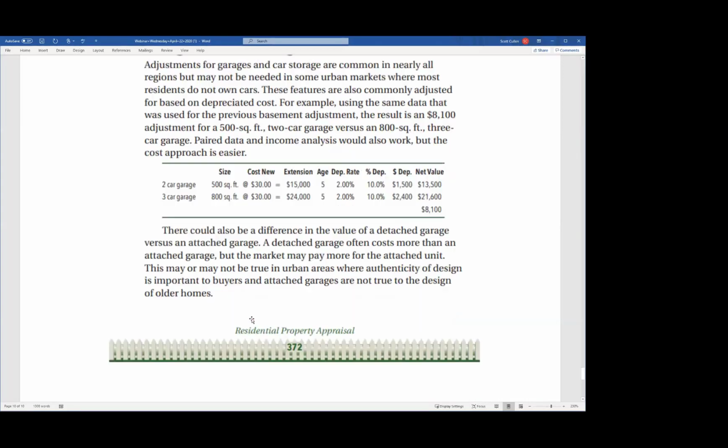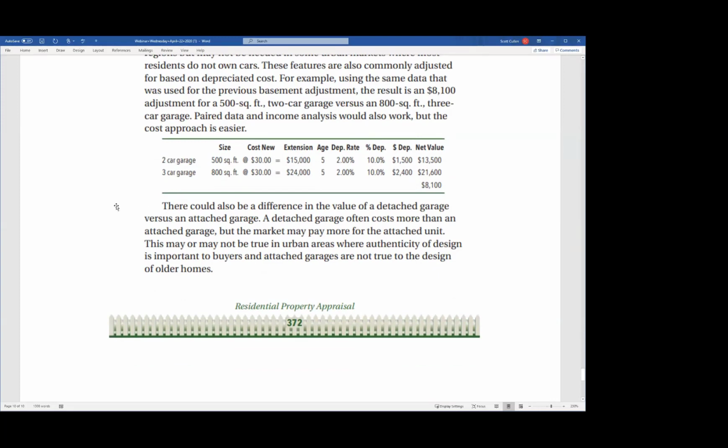And he talks about something here that we've talked about: the difference in value of a detached garage could be lower than an attached garage. We actually did a survey, and it was less than 1%. But the detached garage would probably cost more, all things being equal, but the market pays no more just because it costs more, right? We're looking at depreciated cost, which includes functional as well as other forms of depreciation.